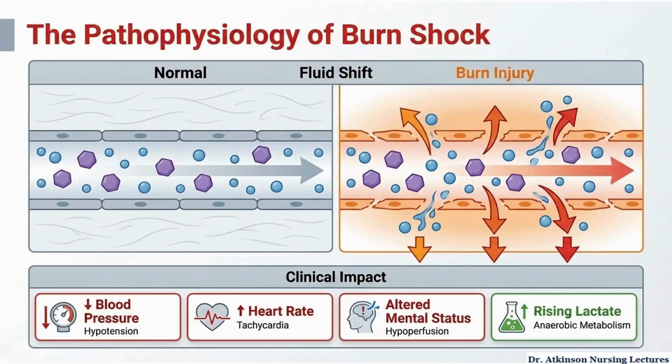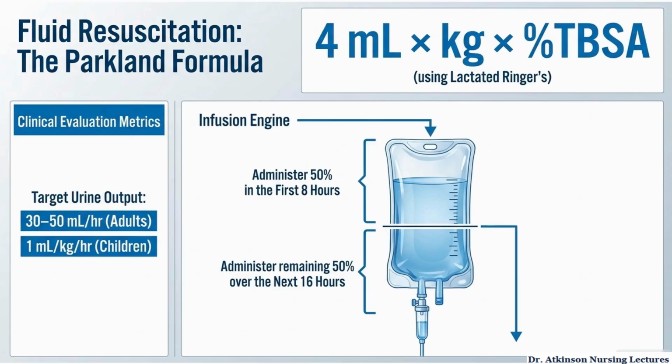Burns over 20% TBSA trigger capillary leak throughout the body, and that plasma loss is what drives your patient into burn shock. The Parkland Formula guides fluid resuscitation: 4 milliliters times your patient's weight in kilograms times percent TBSA, given as lactated Ringer's. Give half in the first 8 hours, and the remaining half over the next 16.